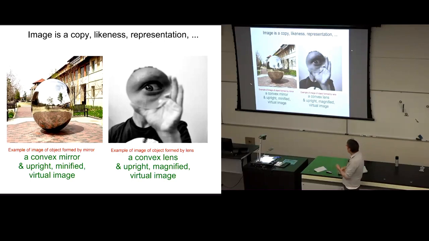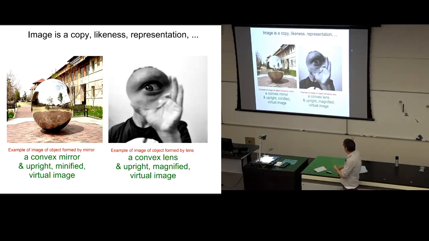This image has certain characteristics, certain properties that I'm just going to list and we're going to talk a lot about. One property of the image of the trees is that they're the right way up. So the roots are at the bottom, the leaves are at the top. Another property is that this image of these trees is smaller, it's minified, it's shrunk compared to the original trees.